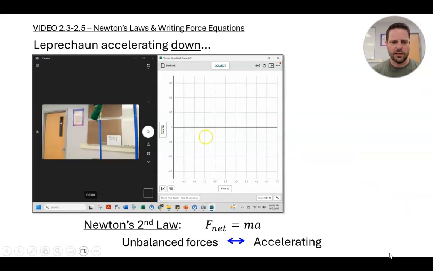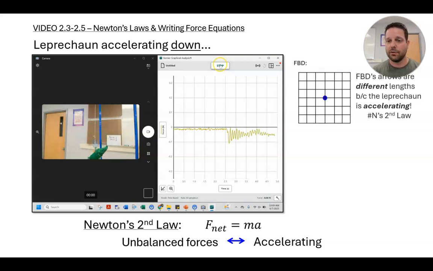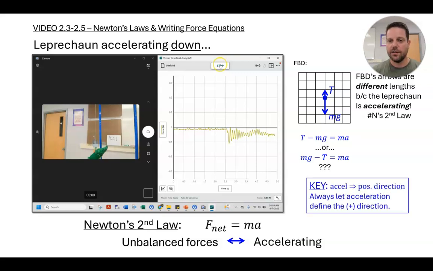What if you're accelerating down? How does that change things? Again, we hit collect when it's balanced, so you can see tension is pretty close to 0. When it accelerates down, you can see the tension is less than gravity. In the free body diagram, with gravity being 2 boxes, I'm going to draw tension as only 1 box. Of these 2 options, let the acceleration define the positive direction. Down is the direction of the acceleration, so mg is positive, since down is positive. Acceleration is positive, which is down, and mg being down is also positive, so this would be the correct way to write it.